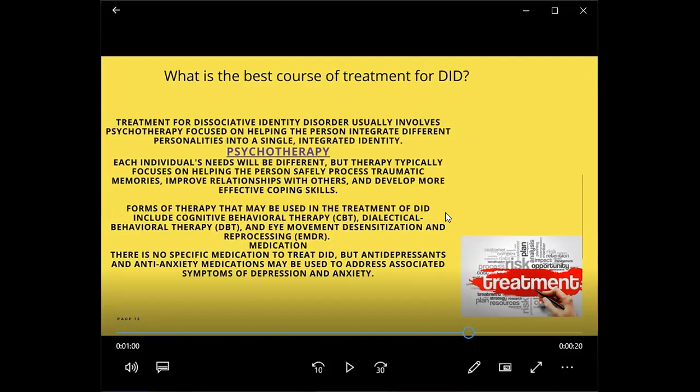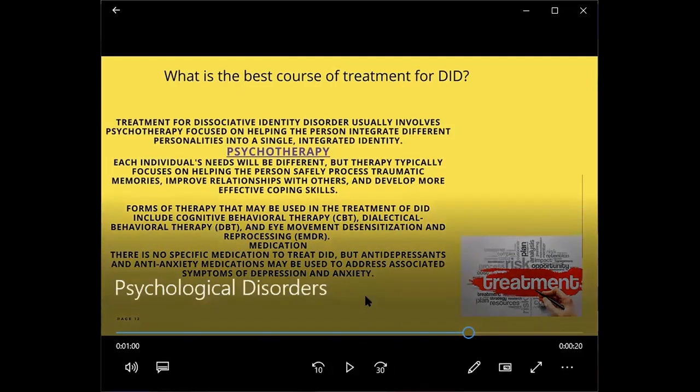There aren't any specific medications, but your healthcare professional could prescribe antidepressants or anti-anxiety drugs to help ease or relieve symptoms. So it's not going to treat it completely, but these different medications could help relieve some of the symptoms, because anxiety and depression do play a role in it as well.